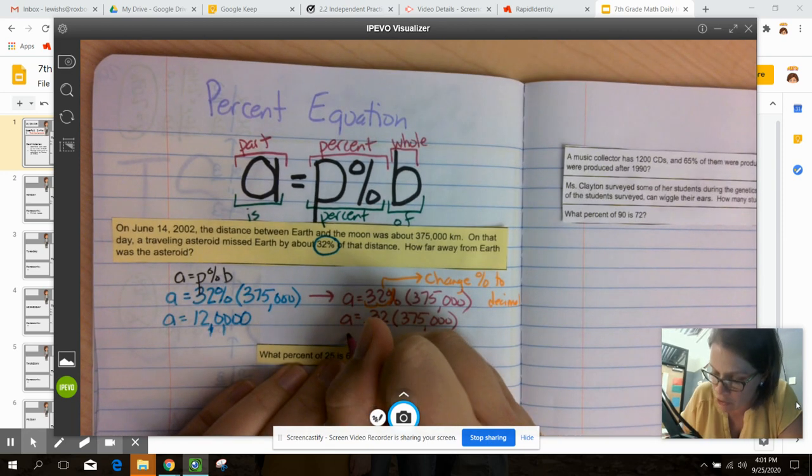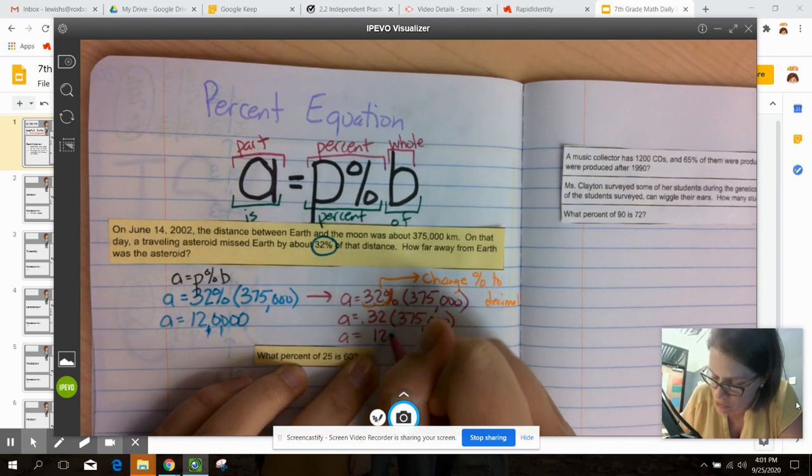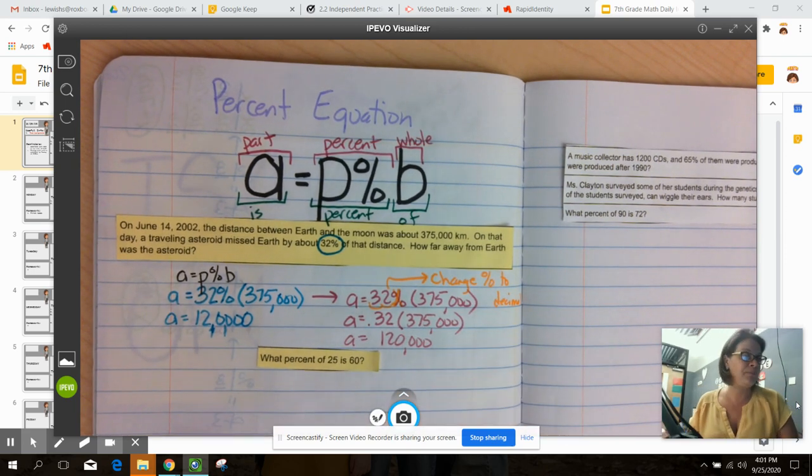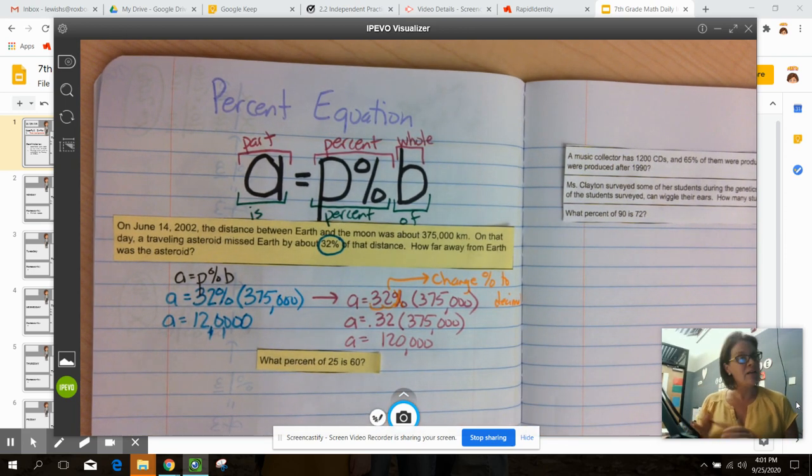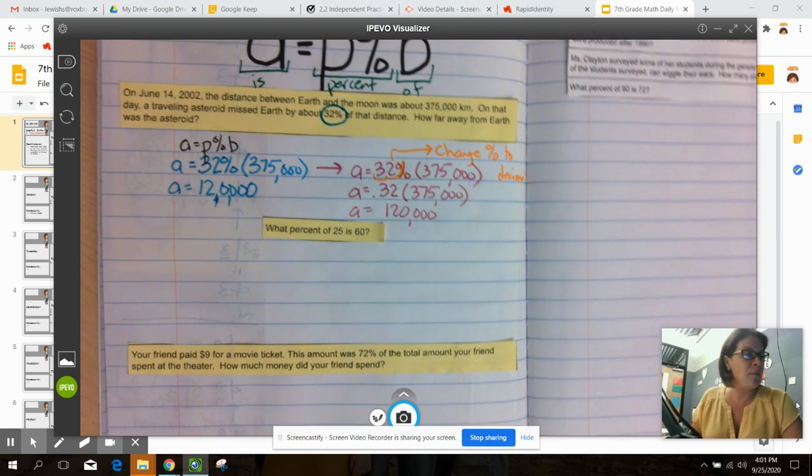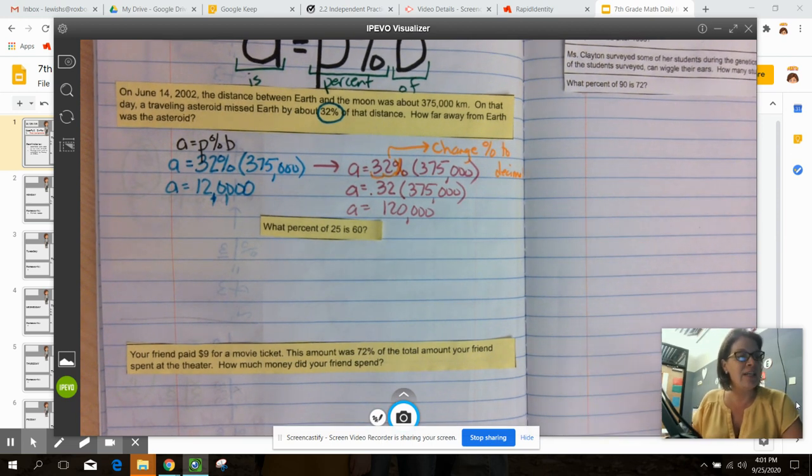So the part would be that A equals 120,000 kilometers, okay? But right now, like I said, we're just going to assume that we'll have a calculator, so we're not going to worry about that part right now. All right, so now we come to what percent of 25 is 60.